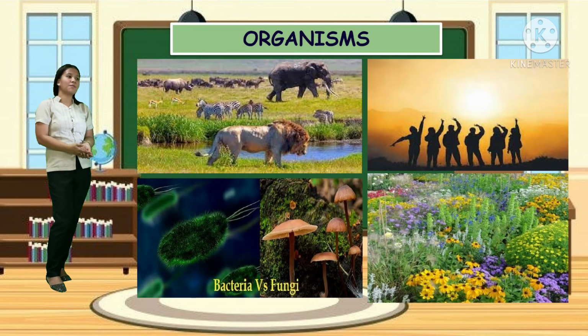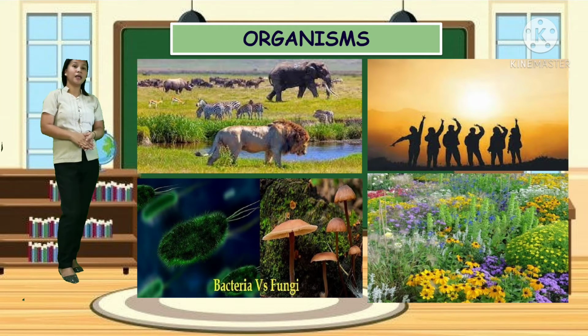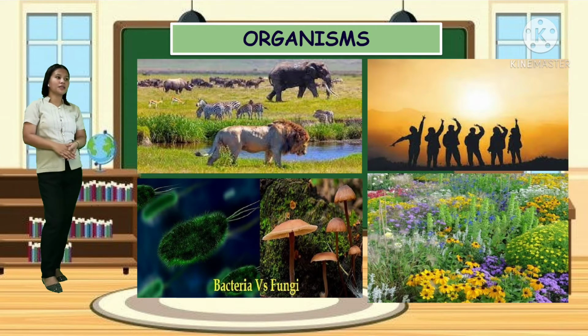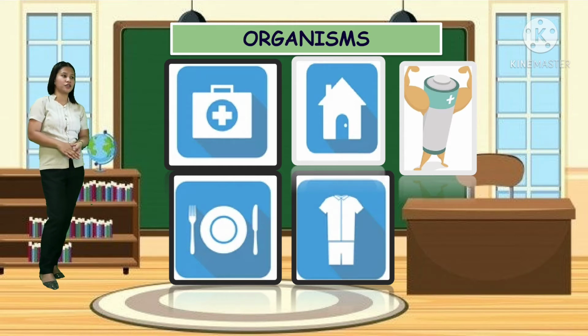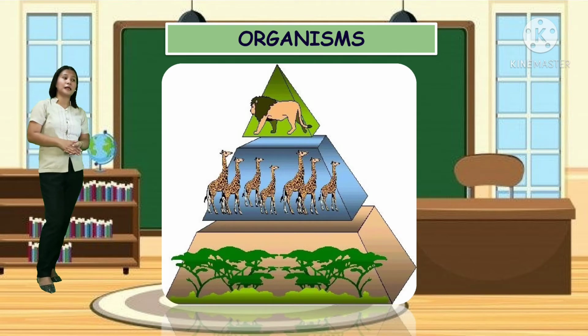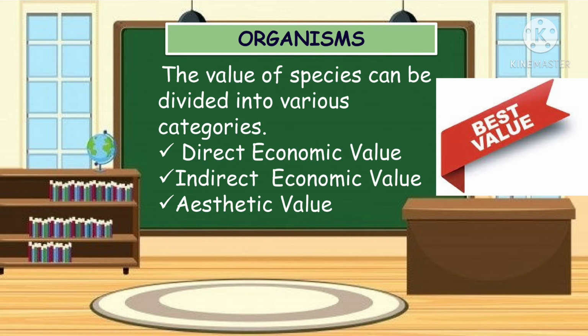Truly, organisms are a vital part of biodiversity and may be economically and ecologically valuable because they are a source of food, medicine, clothing, shelter, and energy. Those organisms are also important in maintaining balance in the ecosystem as they perform their specific roles. The value of a species can be divided into various categories.